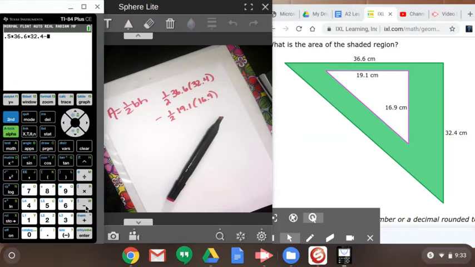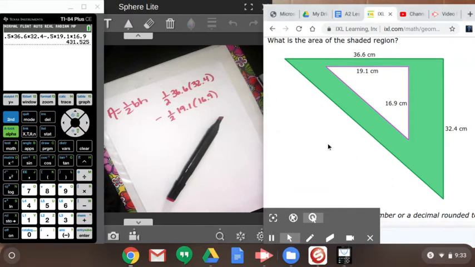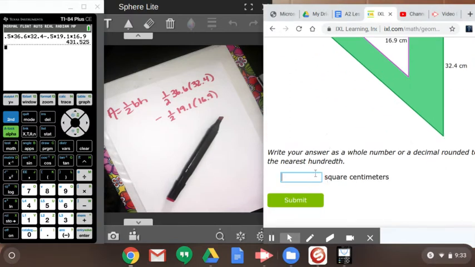And then I want to subtract from that the 0.5 times 19.1 times 16.9. And they want that rounded to the nearest hundredth. So that looks like 431.53.